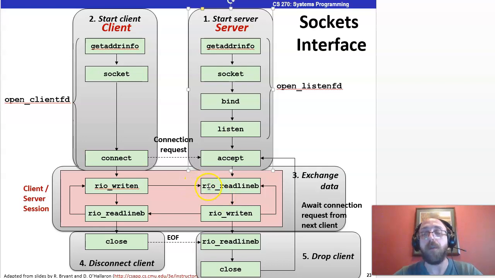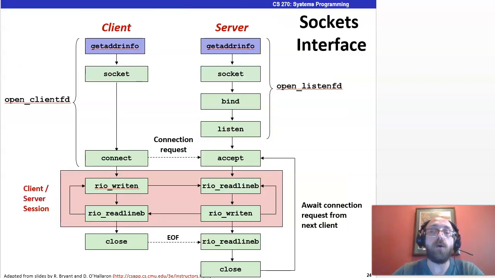So the server might, for example, do a read, which is waiting for the client to write something. Once it gets that read, it might write back a request to the client, which hopefully the client will read, and we repeat that process. Eventually, when the client closes the connection, the server, when it does its read, will get an end of file. When the server gets an end of file, it can close the connection, and since the client has already closed it, we've now terminated the connection.